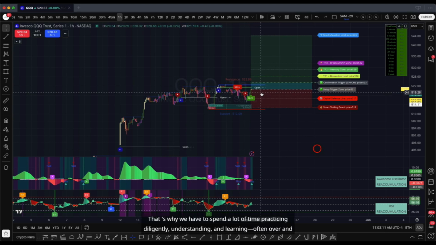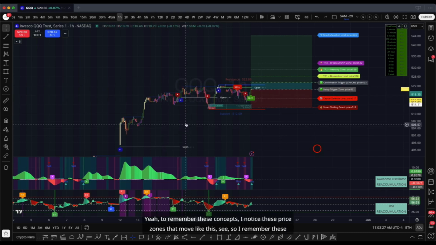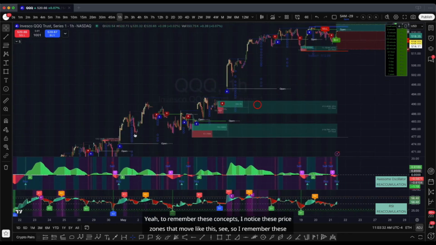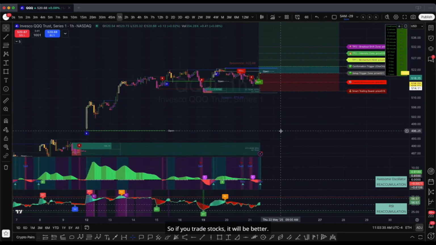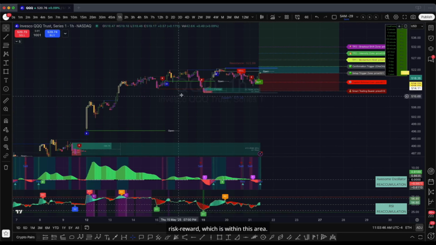That's why we have to spend a lot of time practicing diligently, understanding and learning often over and over again so we can remember. How long it takes to remember depends on our knowledge and how good our memory is. Yeah. To remember these concepts, I notice these price zones that move like this. See? So I remember these concepts to trade. So if you trade stocks, it will be better because when we experience noise in the market, it doesn't affect our psychology as much. If we trade positions just buying stocks and we know the trend is up, then it will be easier to manage the risk reward, which is within this area.